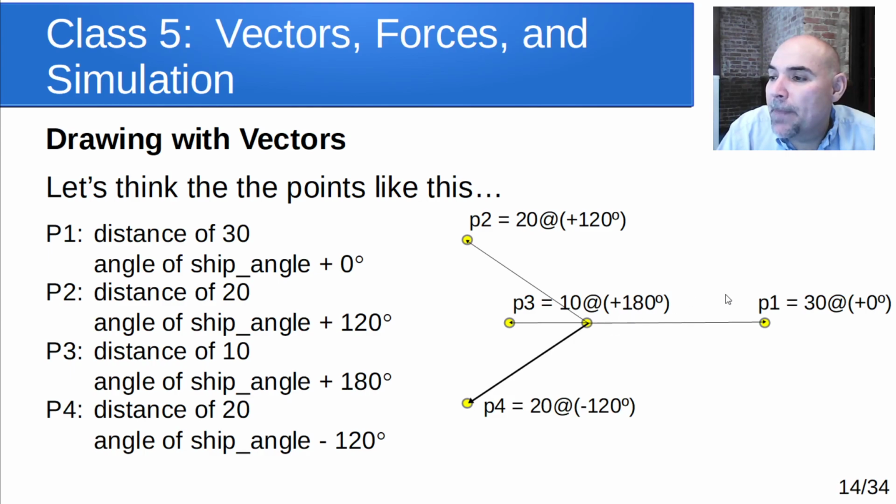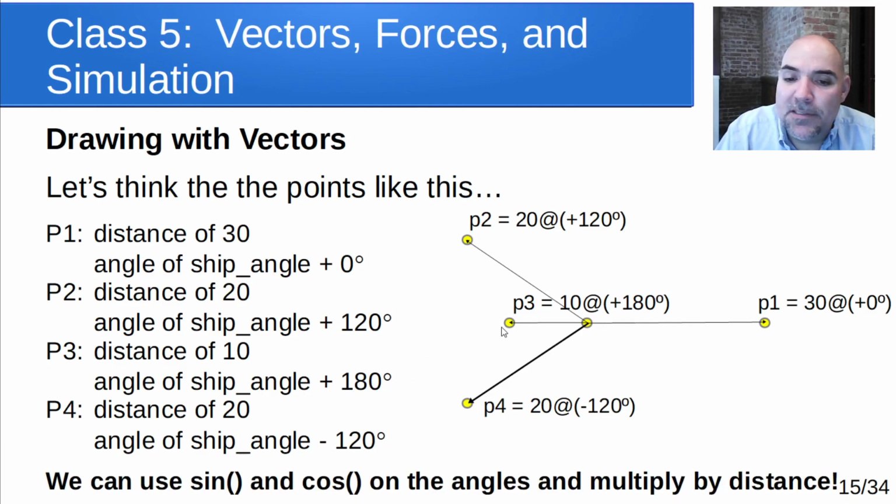P4 would be just like P2: 120 this way, 120 that way, and the same number of units away, 20 away. So think of those points as offsets from the direction the ship is facing, and a length away is going to help us calculate those points. So here's what we're going to do. We're going to use sine and cosine on the angles, because that's what sine and cosine will give us.